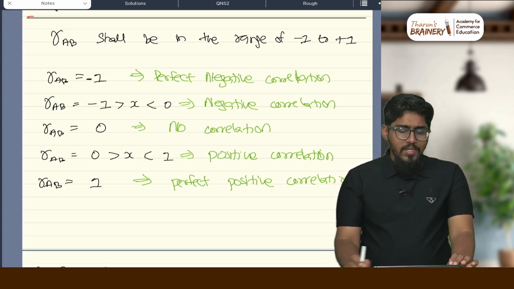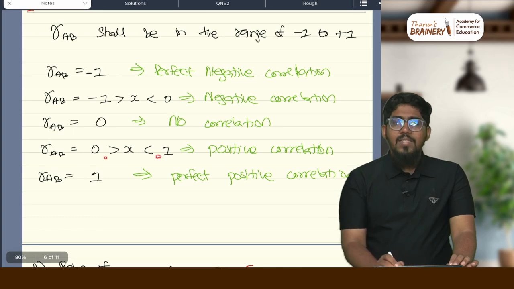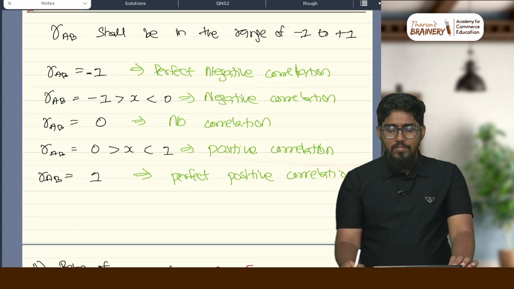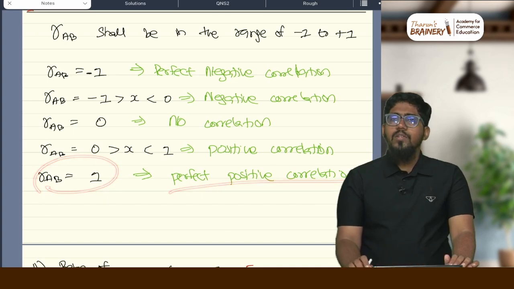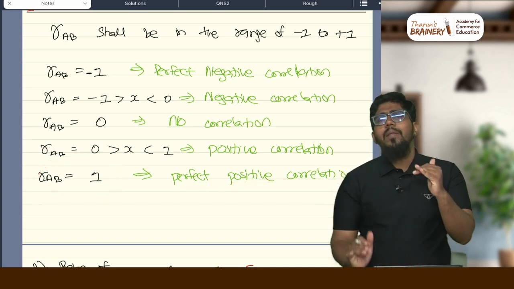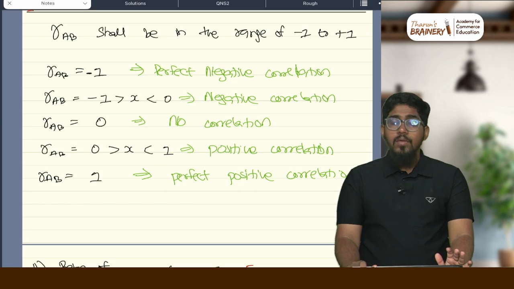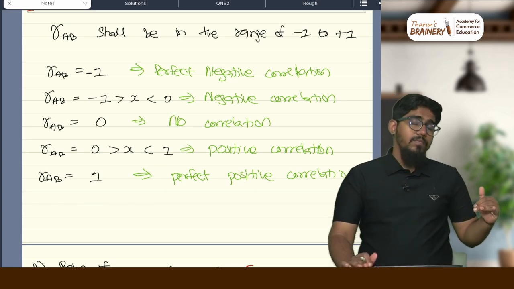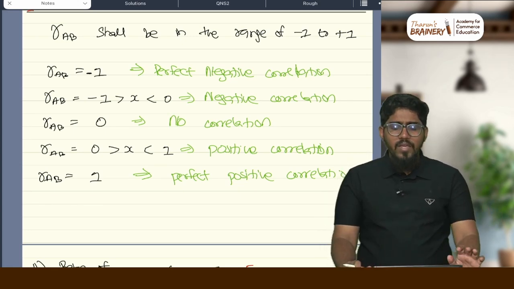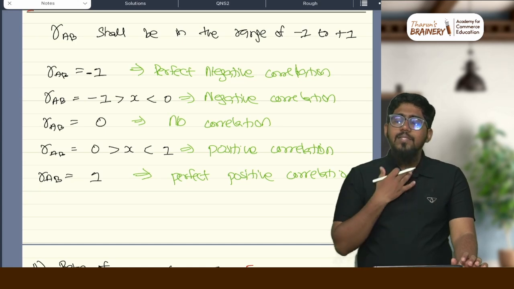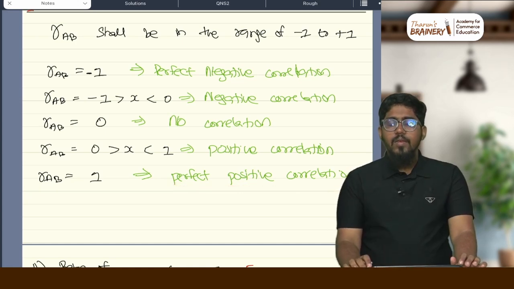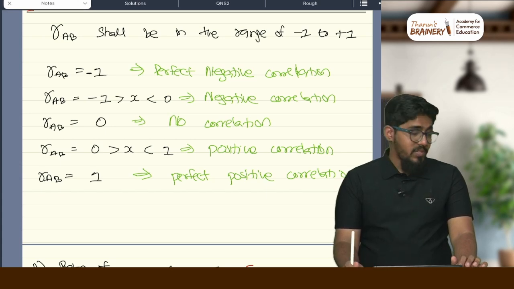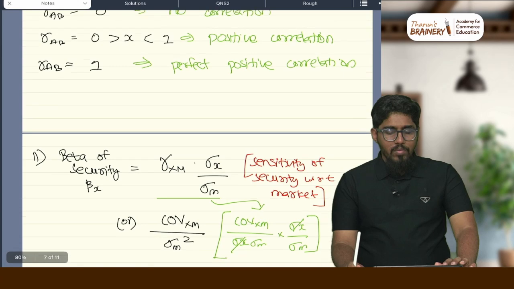Sir, if it is positive, more than 0 but less than 1, it is positive correlation. Sir, if it is equal to 1, it is perfect positive correlation. If this is increasing by 10%, this will also increase by 10%. If this is decreasing by 10%, the other security will also decrease by 10%. That is what is called perfect positive correlation. Sometimes, based on the correlation coefficient, they can ask MCQ problems.